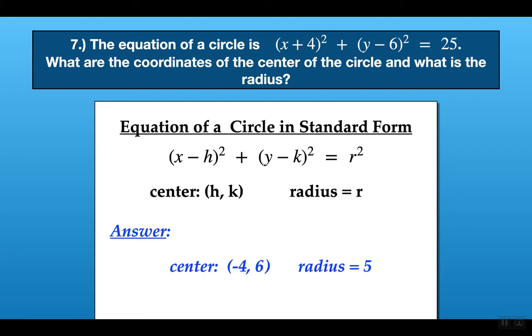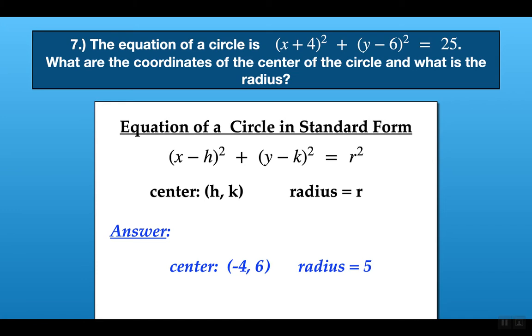One way to think about it is that you look at the number inside the parentheses and you put the same number in your answer with the opposite sign. So in the parentheses in the question it says +4, so your x coordinate for the center of the circle is -4. And it says -6, so your y coordinate for the center of the circle is +6. And for the radius, you just got to get the square root of the number all the way to the right, which is 25. The square root of 25 is 5.